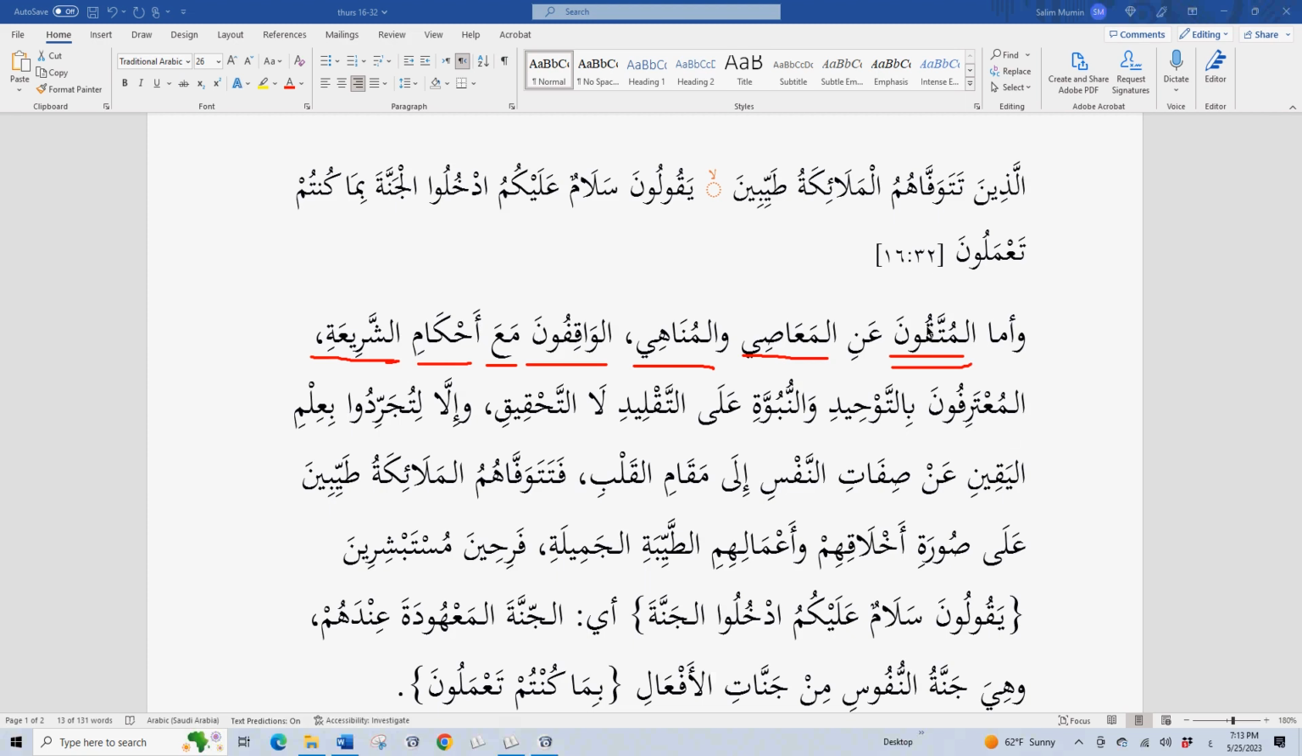Al-Mu'tarifuna, and this is the muttaqun, those who are the muttaqun. They avoid rebellion, they avoid the prohibitions, and they stand and establish themselves with the principles of Sharia, and al-mu'tarifuna, professing the Tawheed.